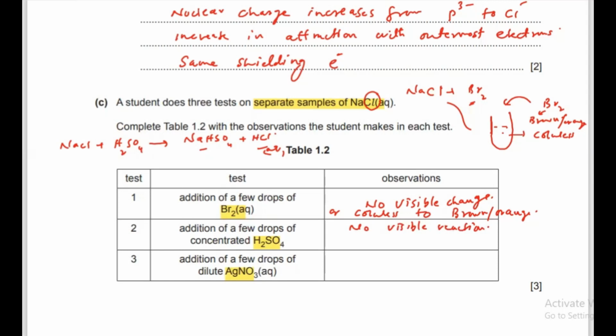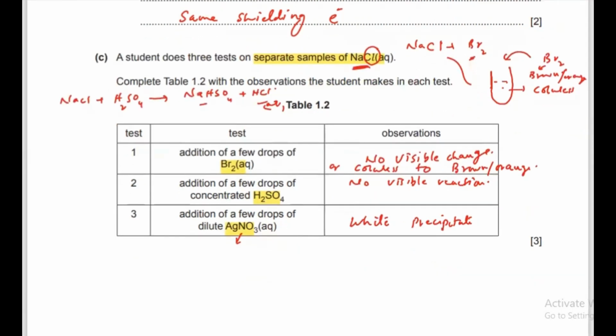So addition of a few drops of dilute aqueous silver nitrate. Silver nitrate is generally used to test for the presence of halide ions, and the chloride can give us a white precipitate. So we will get a white precipitate, and this silver nitrate can produce a cream precipitate with the bromide, and yellow precipitates with iodide. But here we have the aqueous solution of sodium chloride, which contains chloride, so we'll get a white precipitate.